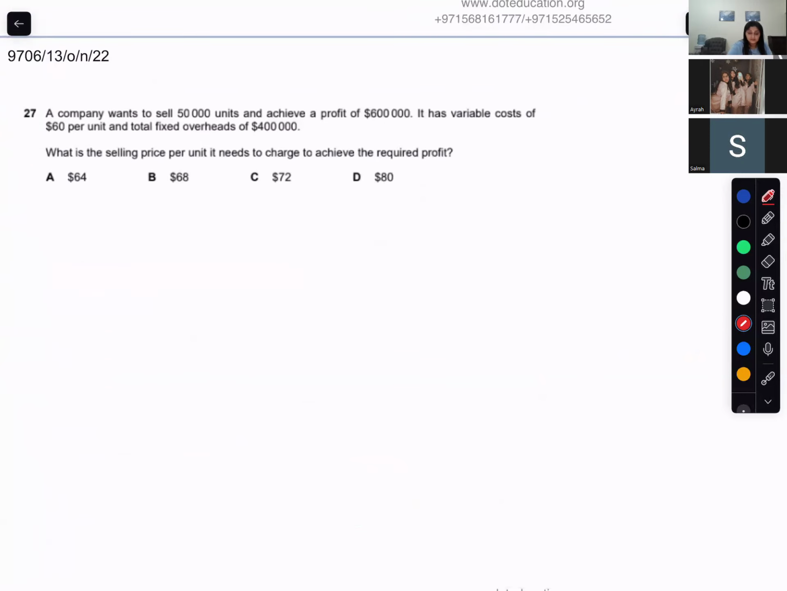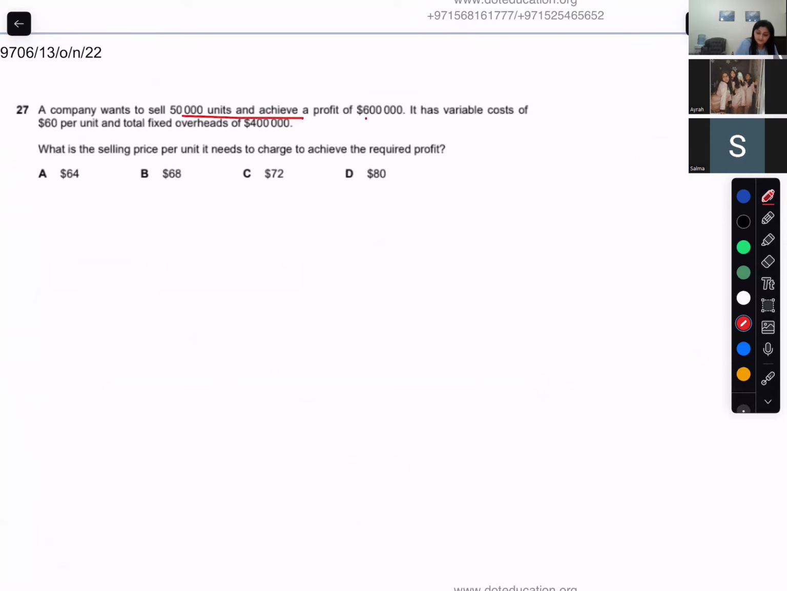A company wants to sell 50,000 units and achieve a profit of $600,000. It has variable cost of $60 per unit and total fixed overheads of $400,000. What is the selling price per unit it needs to charge to achieve the required profit? What is your desired profit?